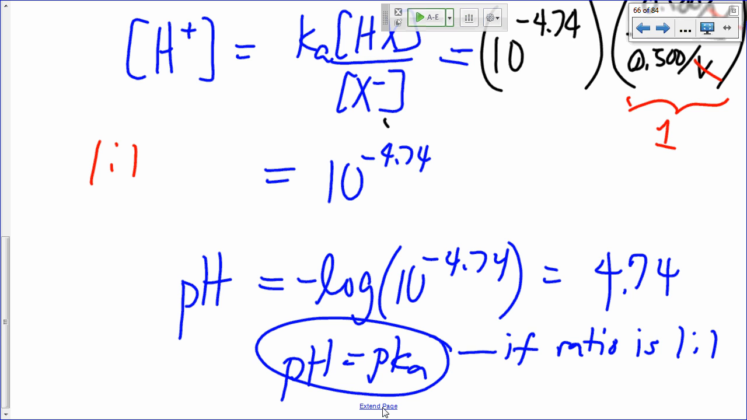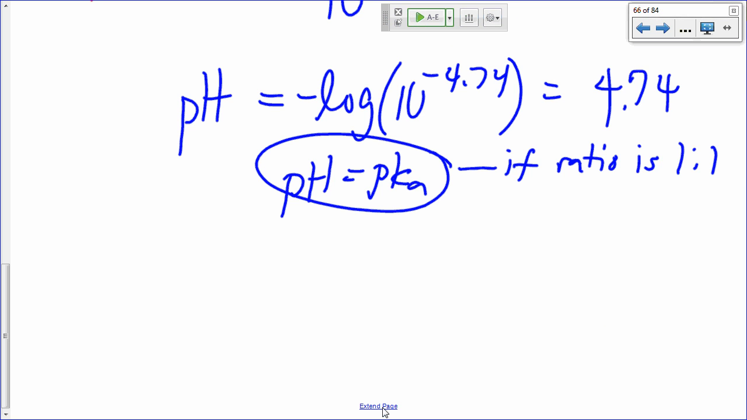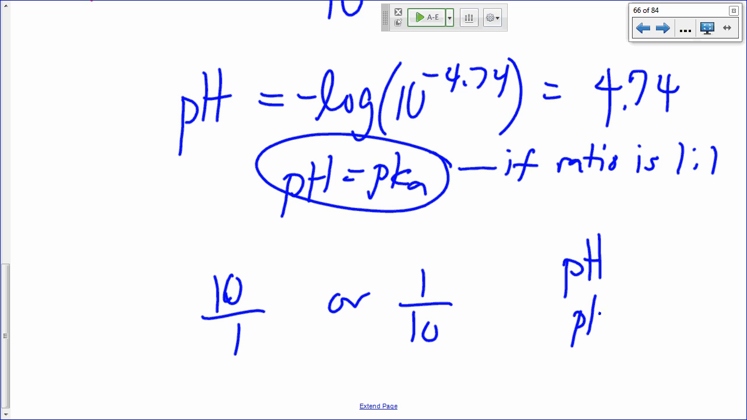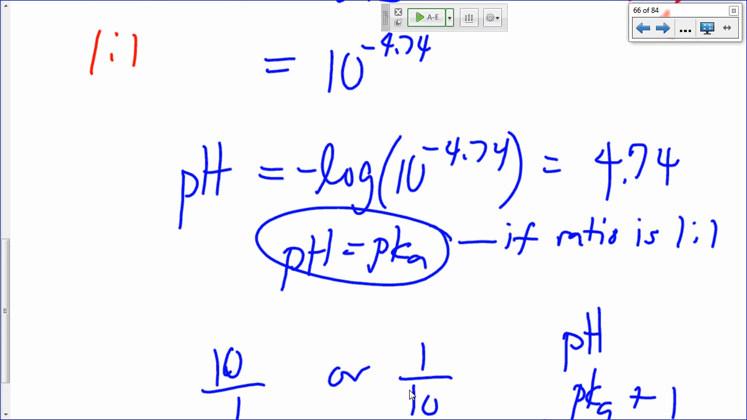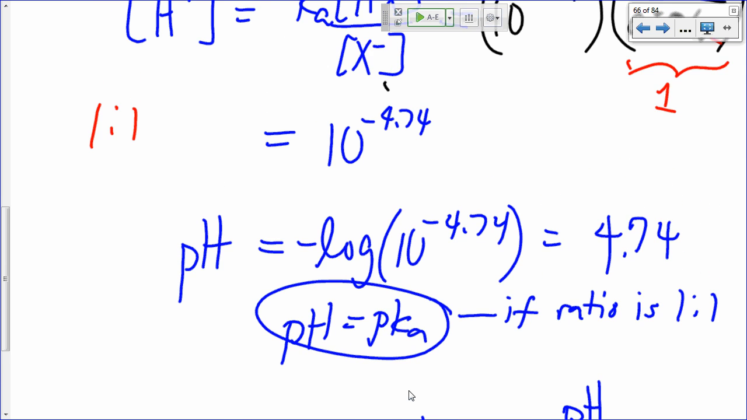And you'll find that if the ratio is 10:1, or 1:10, then your pH is going to be anywhere between pKa plus 1 or pKa minus 1. In other words, the useful range for a particular conjugate pair would be within 1 unit of its pKa. So that's what you'll find if you did that.